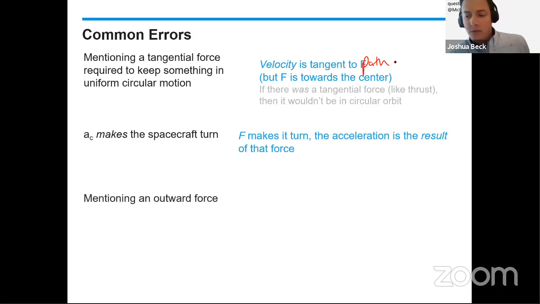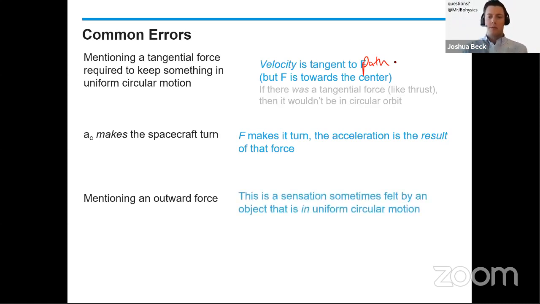Sometimes they mention an outward force, and I talked about this briefly with the free body diagram. You don't want to mention an outward force if something's in a uniform circular motion. Remember, we said this is a sensation that's sometimes felt by an object. I mentioned if you're riding around on a ride at the fair where you're spinning around in circles, and you might feel like you're pushed up against the wall. You feel that extra force there, but really what you're feeling is that wall pushing into you. That wall is pushing towards the center of that path and holding you in uniform circular motion.